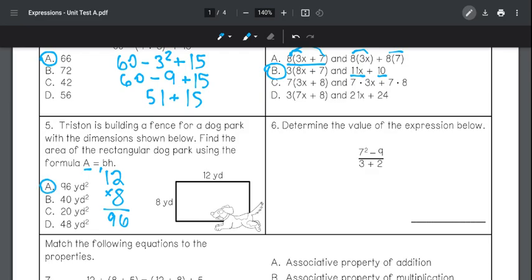Number 6, determine the value of the expression below. Solve it. So what we have to do is solve the top and get a number, solve the bottom and get a number, and then simplify that. So 7 squared is 49. 49 minus 9 is 40. 3 plus 2 is 5. And 40 divided by 5 is 8.